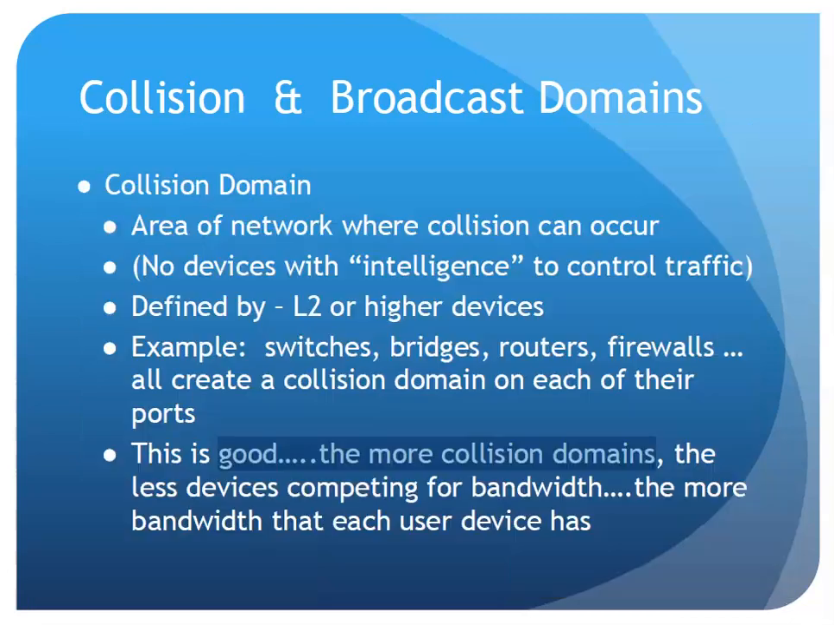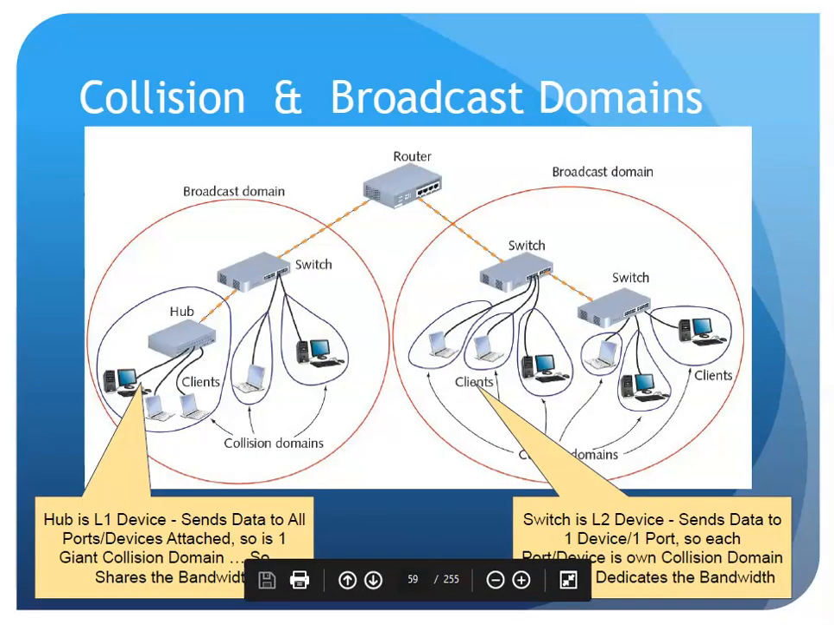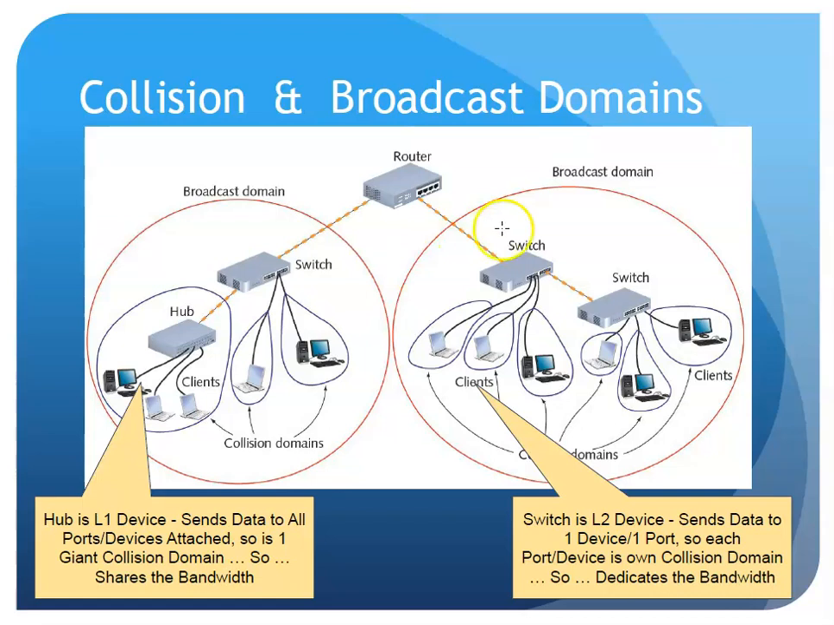So when I add in something layer 2 or better, I'm making many small collision domains, which is good. Each of those ports, each of those devices is going to get full throughput, full bandwidth, if you will. So collision domains, putting in switches, which many networks did in the early 2000s. They replaced all their hubs with switches. So that allowed almost full throughput to every node, every device. That's a good thing.